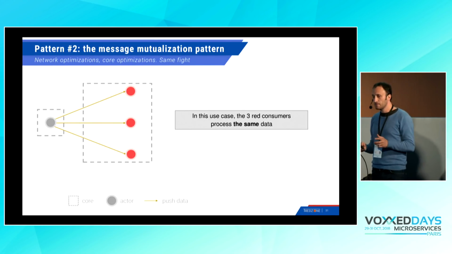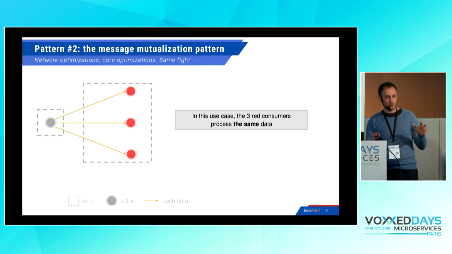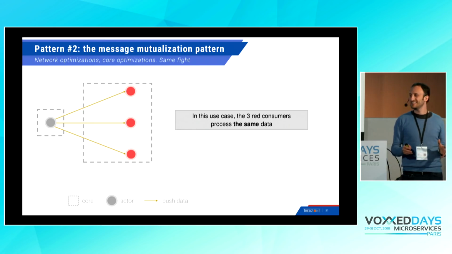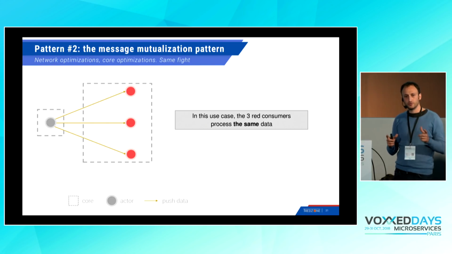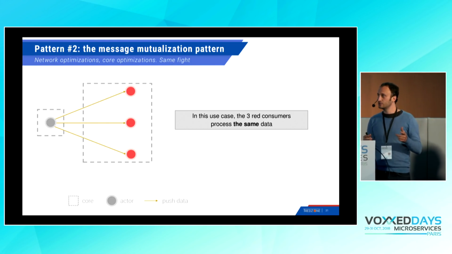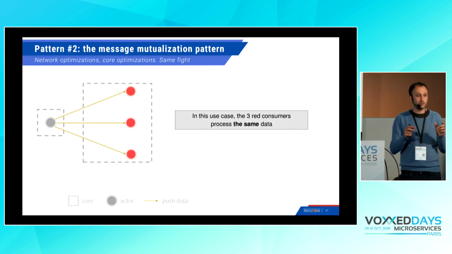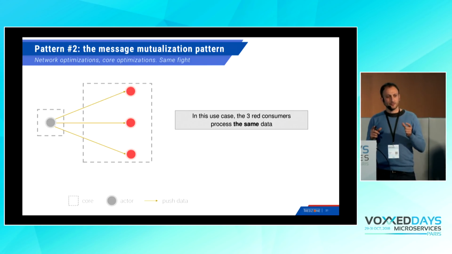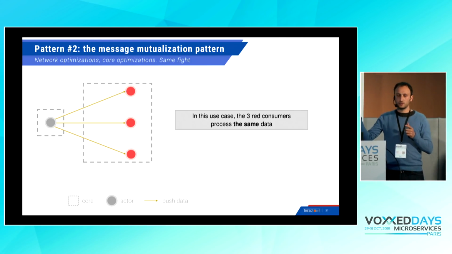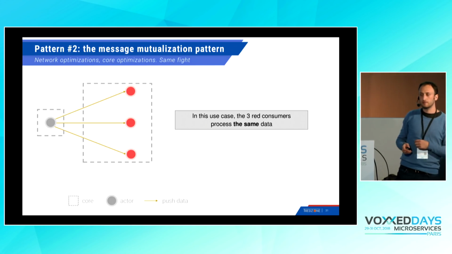So let's talk about another pattern. Simple one, again. I'll always talk about simple patterns because we need to start with that. Here, in this example, I have one producer sending data to 3 consumers, but these consumers consume exactly the same data. The question is, if these actors run again on the same core, not the consumer ones, what can we do?